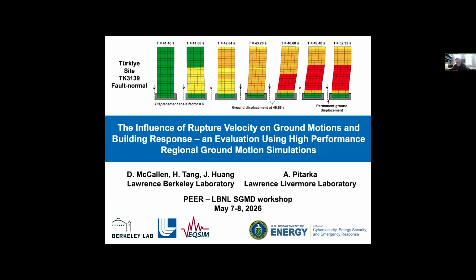Well, in my introductory presentation this morning, I mentioned that one of the value propositions of numerical simulation is the ability to explore simulation parameter or ground motion and infrastructure response parameter space in a way that may not be supportable by sparse observational data. So in the next few minutes, I'm going to show you an example of an evaluation and study of the influence of rupture velocity on both ground motion and building response.